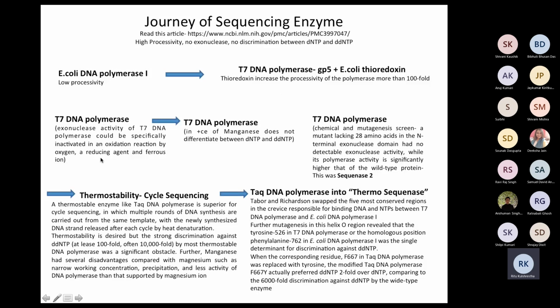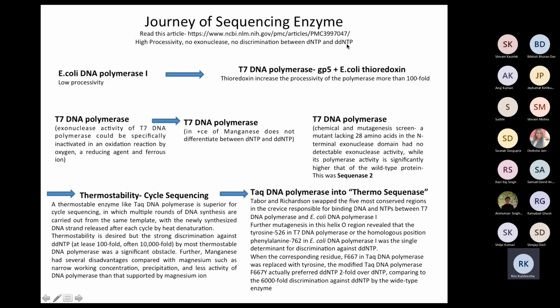How do we remove the exonuclease activity in this? By performing several experiments, they came to the conclusion that the exonuclease activity could be taken care of if we perform the polymerization reaction under reducing conditions, with a reducing agent and ferricyanide. What we found was that the exonuclease activity of T7 DNA polymerase was highly compromised without affecting its polymerization activity. So not only do we have a highly processive enzyme, but we have also taken care of exonuclease activity. And the third point, the discrimination between dNTP and ddNTP.